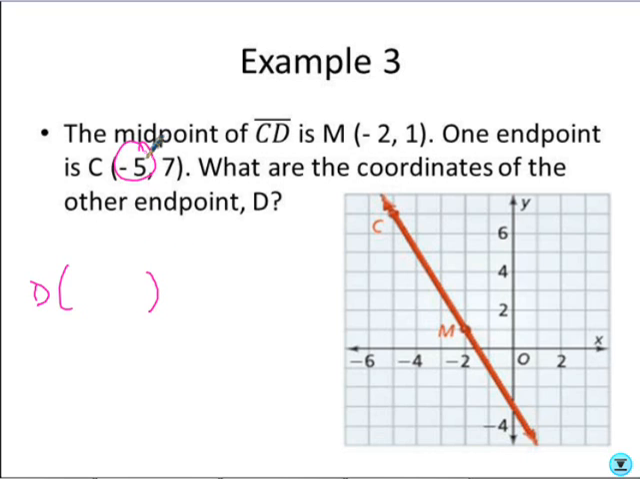From -5 to -2, how far did we go? On the number line, did we go up or down, and how far? Well, from -5 to -2, we go up on the number line, to the right, we go 3. So that's to the middle. So just go 3 more, and that gives us 1.